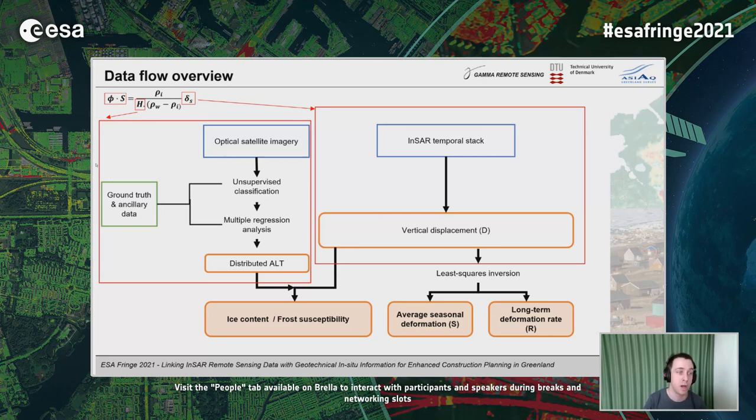colleagues at DTU did this part, using ground truth and optical satellite imagery to make a land cover classification to try to calculate the active layer thickness on a spatial scale. And both together give us the ice content, or the frost susceptibility, of the soils.